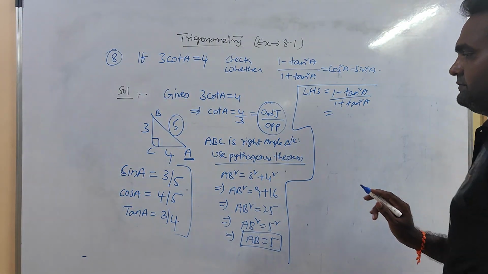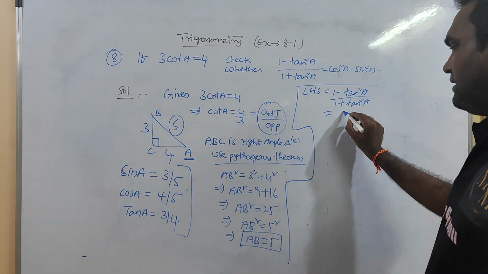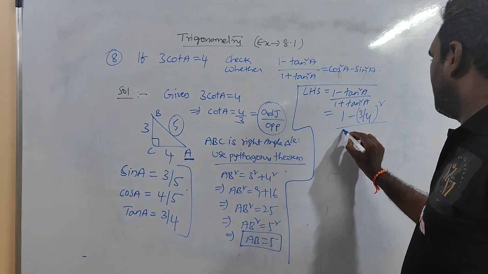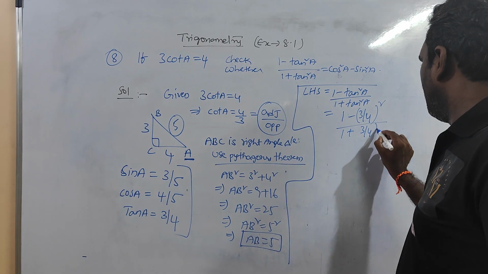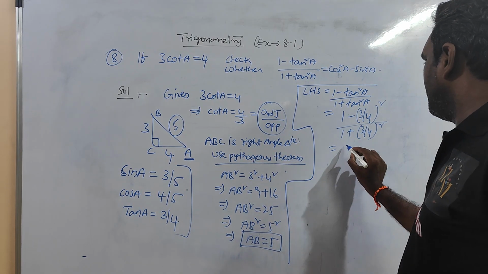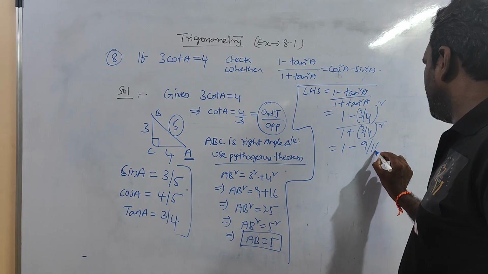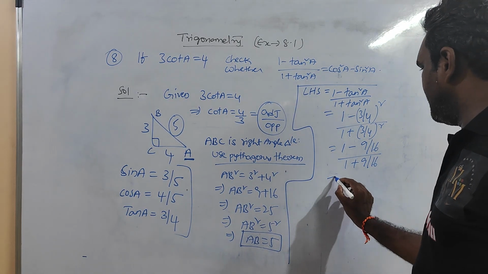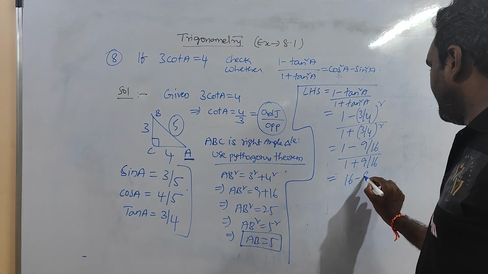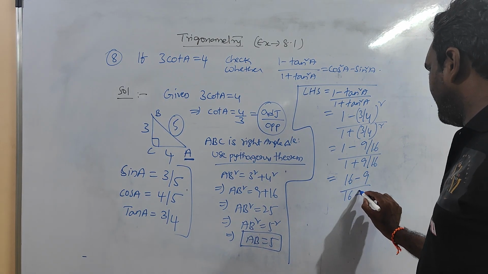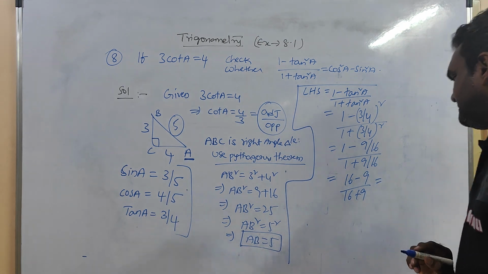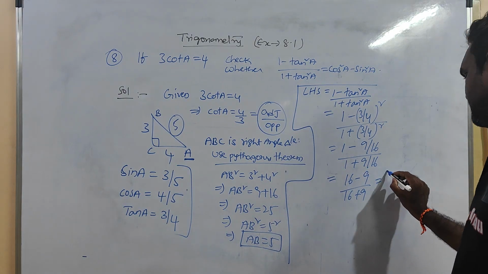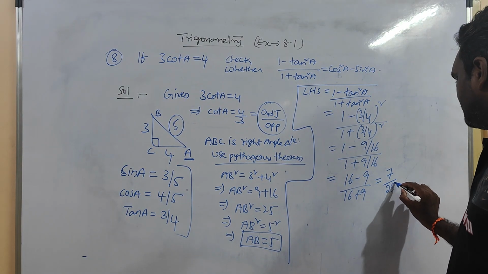Then see how I will get it. 1 minus tan square A is 1 minus 3 by 4 whole square, by 1 plus 3 by 4 whole square. This will be 1 minus 9 by 16 by 1 plus 9 by 16. If we take 16 as LCM, you will get 16 minus 9 by 16 plus 9, and the 16 will get cancelled. So what will you get as the answer? 16 minus 9 is how much? 7 by 25 has to be.